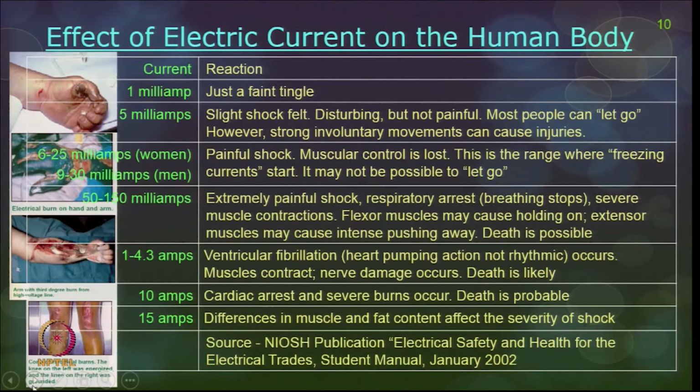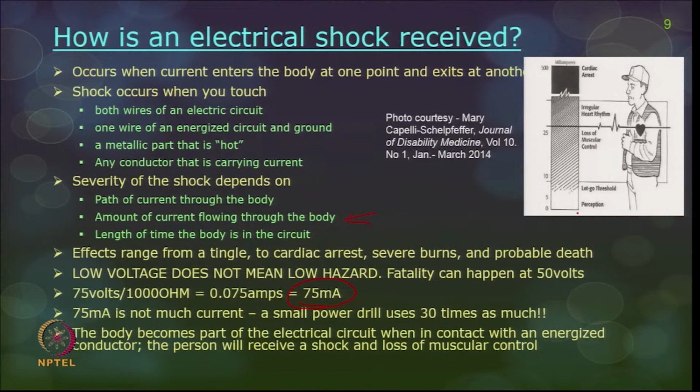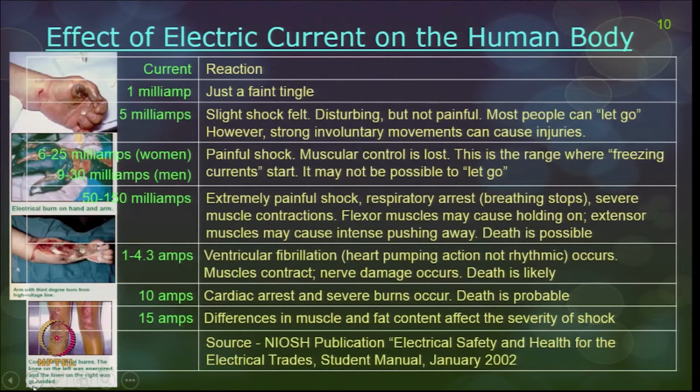1 milliampere is just a faint tingle. You will not even notice that you have become part of the electrical circuit at all. 5 milliamperes is a minor shock, which you may feel is disturbing, but it will not be that painful. Most people can let go. If you see here, that is also shown. So, this let-go threshold is here, then loss of muscular control, irregular heart rhythm, then cardiac arrest, and the person dies. So, let go. However, strong involuntary movements can cause injuries.